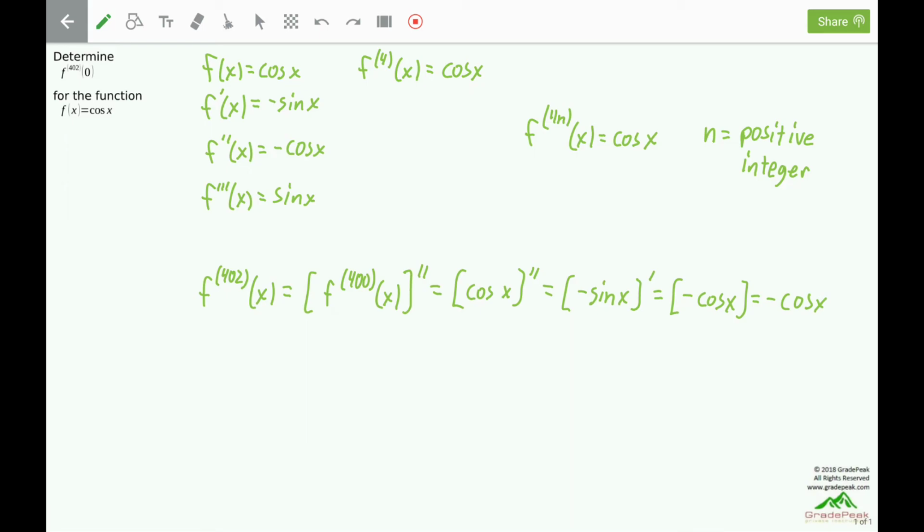There's our 402nd derivative. What we need to do is evaluate this at 0. We want the 402nd derivative evaluated at 0, which means to plug a 0 in for the x: negative cosine of 0. The cosine of 0 is 1, and therefore we end up with negative 1.